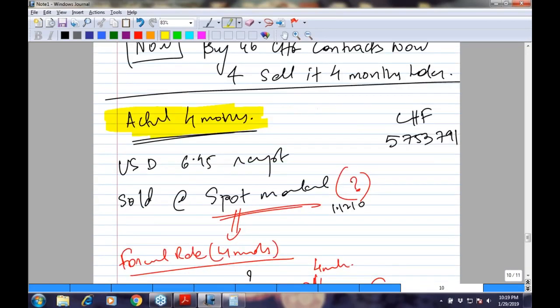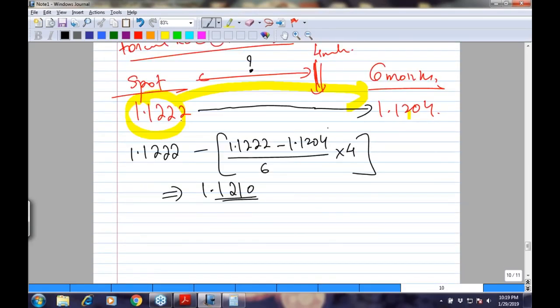So you see what is actually going to happen. Your exchange rate right now is 1.1222, and 6 months later, the exchange rate is expected to be 1.1204. We need to estimate, using these two rates, what would be the rate in 4 months time. So 1.1222 minus 1.1204 is the difference in the exchange rate, and this difference is going to reduce over a period of 6 months. If I am trying to calculate this rate at 4 months time, the reduction would have occurred for 4 months out of the 6 months. So from 1.1222 minus this amount, you will end up getting the exchange rate here.